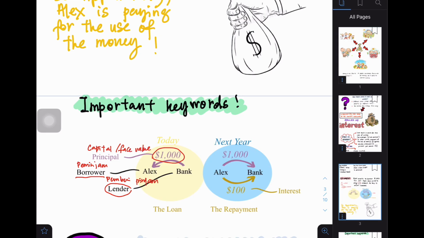The original value yang awak pinjam atau awak melabur kepada bank, we call it as principal ataupun capital, and also can be called as face value. And the cost that you need to pay extra, we call it as interest. So these few terms awak kena betul-betul faham. Kalau kita cakap pasal capital, what is capital? Kalau kita cakap pasal interest, what is interest? You kena betul-betul faham the important keywords here.